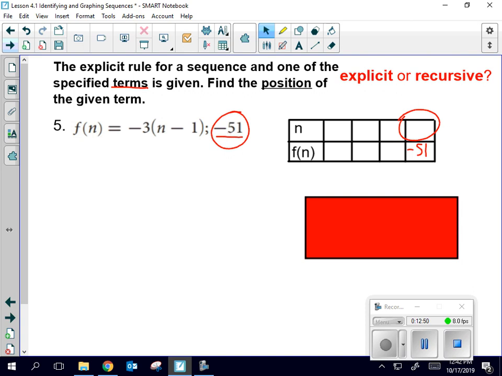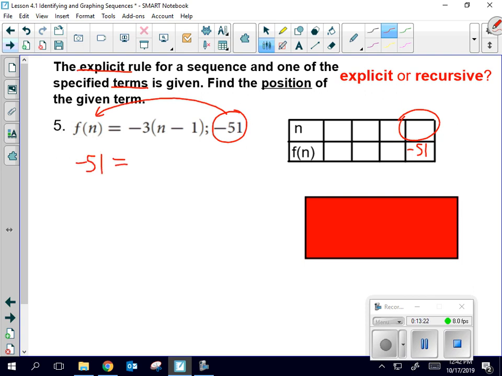So what we can do is look at this. Obviously, it tells you it's an explicit rule. We know it's explicit because there's no f of n minus 1. There is an n minus 1, but that doesn't matter. So it's telling me that the term that I want is negative 51. So I'm going to plug that in for the f of n. I'm not plugging it in for n, I'm putting it in for f of n. So here I can solve for n.